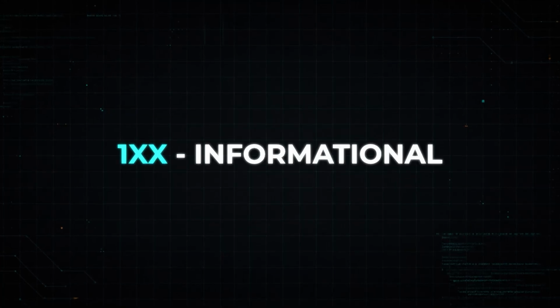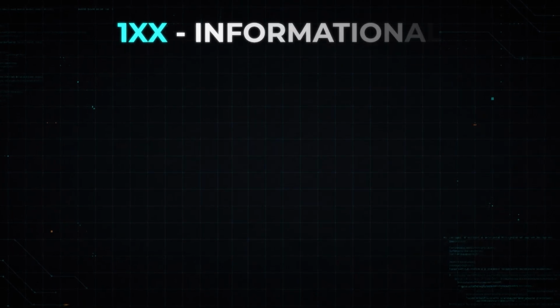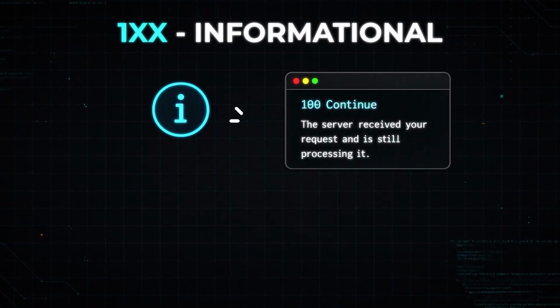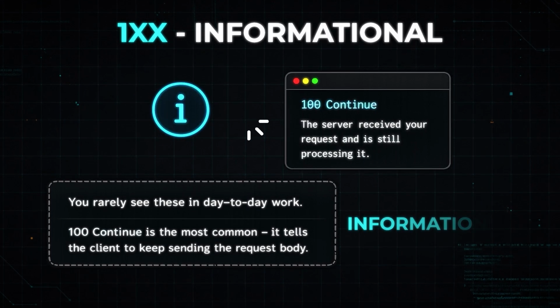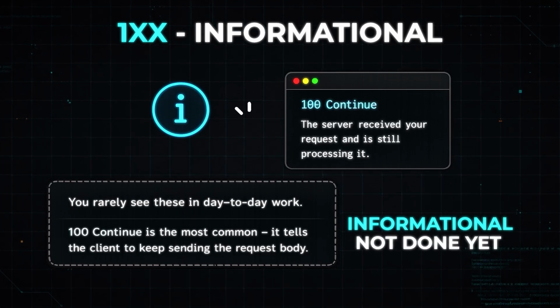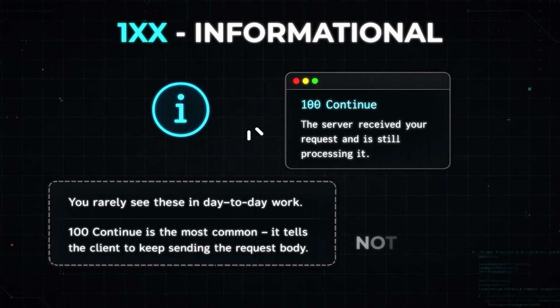Every status code falls into these 5 categories. Let us break down each one of them. Number 1, informational. This code means that your server received the request, but it is still processing it. You rarely see this in day-to-day work. 100 continue is the most common. This tells the client to keep sending data in the request body. That's it. Informational, not done yet.